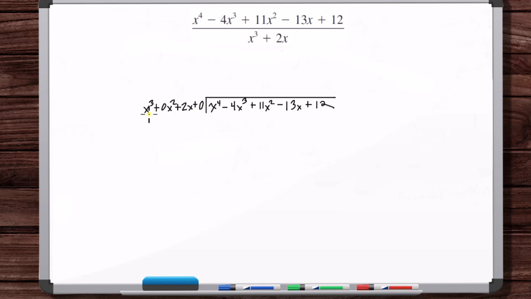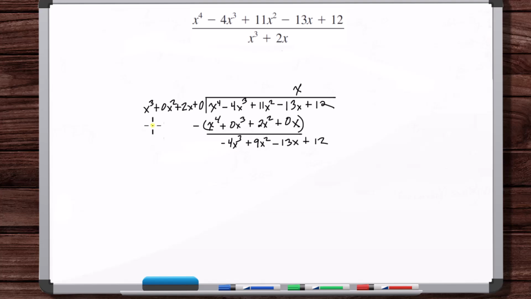Okay, x to the 4th divided by x cubed is x. Now multiply x by the divisor. Get x to the 4th minus 0x cubed plus. Okay, now subtract these two expressions. Minus 4, 11 minus 2, minus 13. Okay, now bring down the 12.